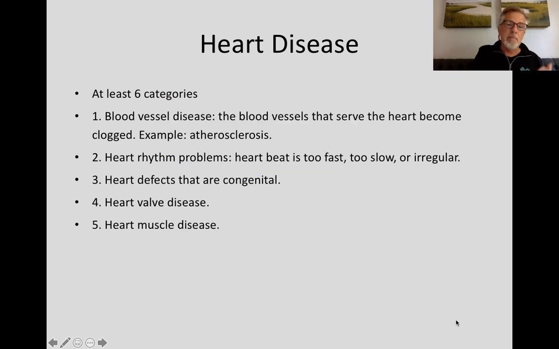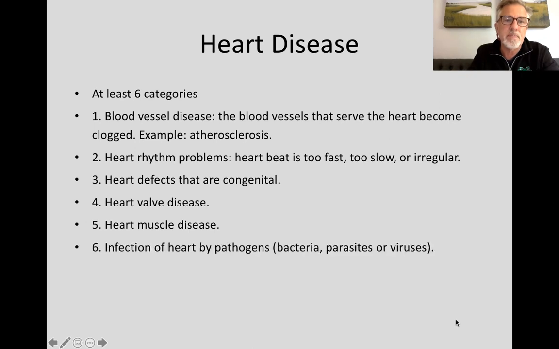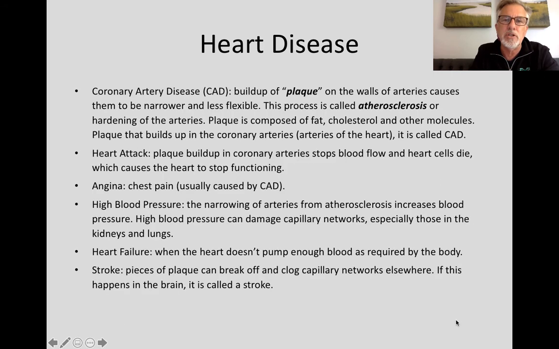Fifth, there is heart muscle disease. The muscles of the heart can become damaged or diseased. And finally, there is infection of the heart by pathogens, meaning bacteria, parasites, or viruses. And if you all have owned dogs, you've probably heard of heartworm, which is a parasite of the heart. Let's look at some of the most common human diseases.